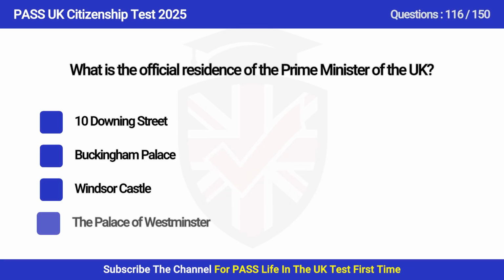Question 116. What is the official residence of the Prime Minister of the United Kingdom? A. 10 Downing Street, B. Buckingham Palace, C. Windsor Castle, D. The Palace of Westminster?